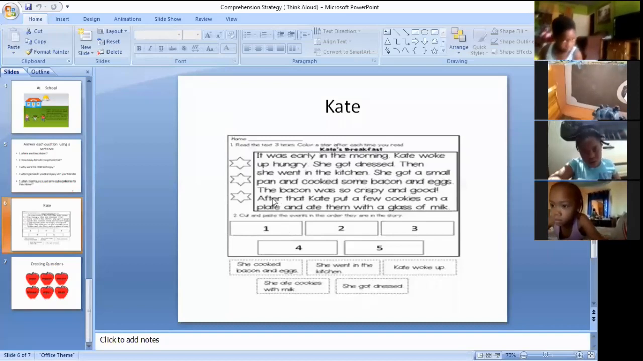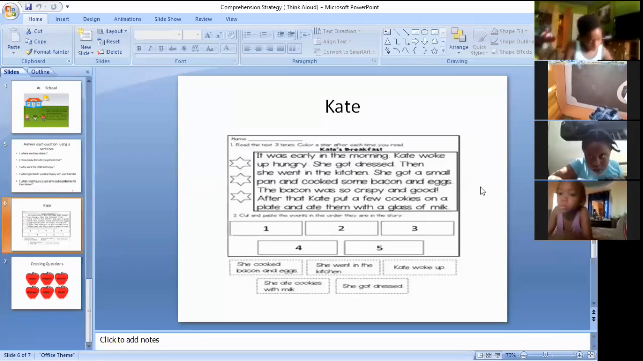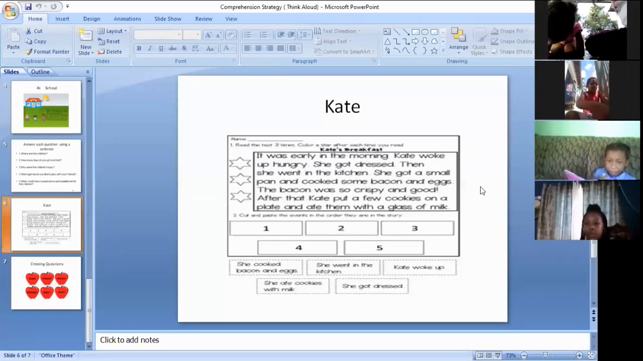You are going to skip 2 spaces and write number 6. And for number 6, number, yeah, right there. Number 6 now.